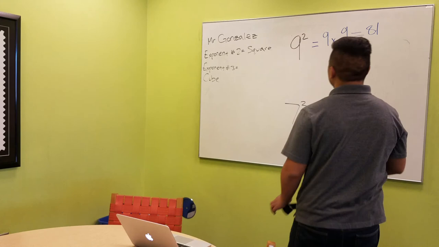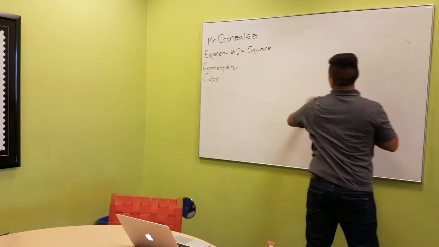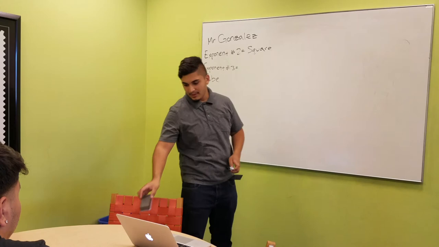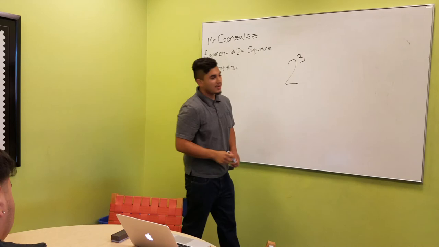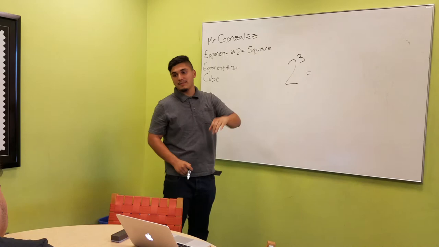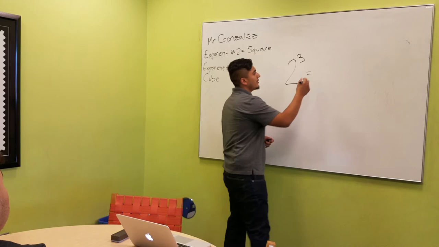Now we're going to go over cubes. So let's say we have the number 2, and we're going to cube it. It means 2 to the power of 3. So Joseph, can you tell me what you think this means? If 2 to the power of 2 means 2 times 2, what would 2 to the power of 3 mean? 2 times itself, 3 times. So how would that look? 2 times 2 times 2.